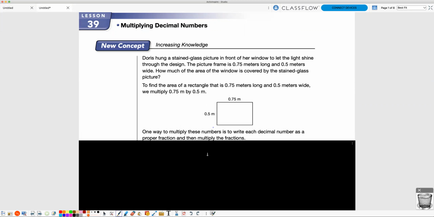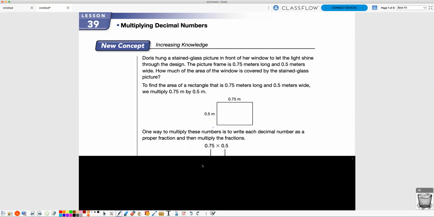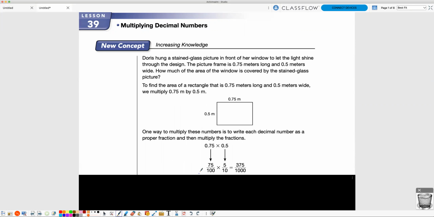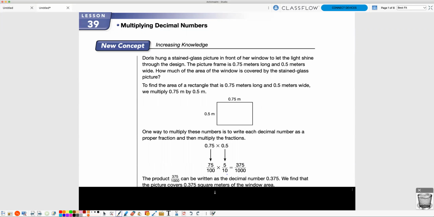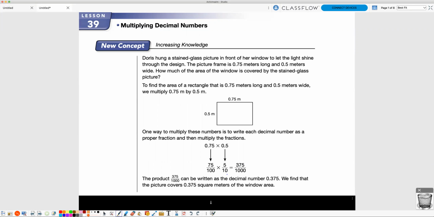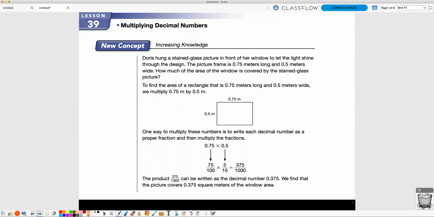One way to multiply these numbers is to write each decimal number as a proper fraction and then multiply the fractions. So it might look like this. 75 hundredths is a fraction, 5/10 is a fraction, and you end up with 375 thousandths. 3 zeros, 3 zeros. 75 times 5 is 375. You could do it that way, or you could write them as decimal numbers and find the answer just by multiplying.